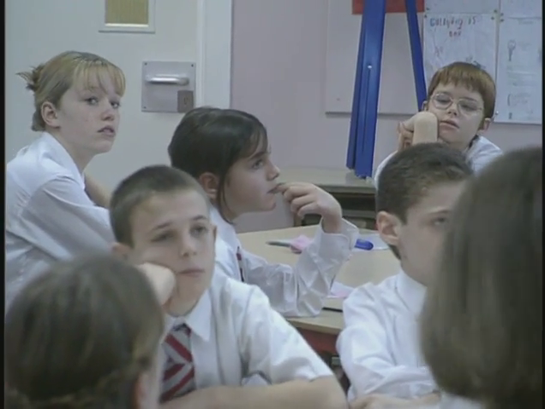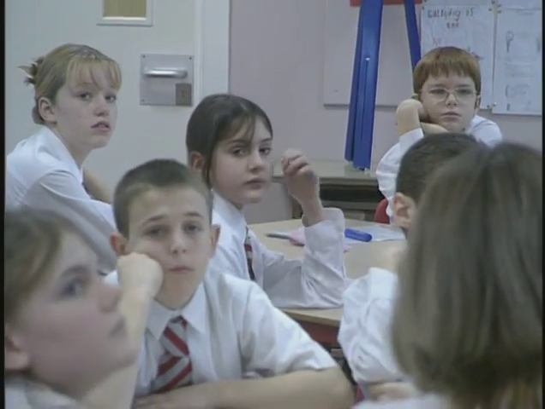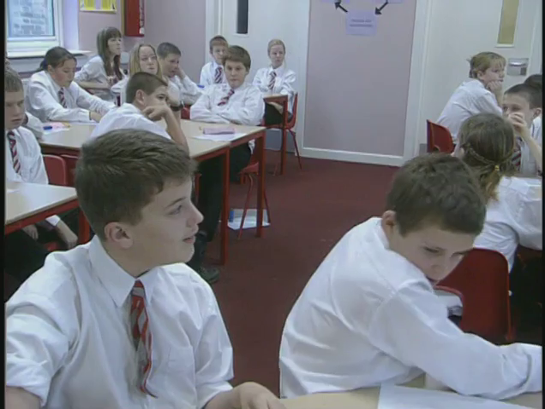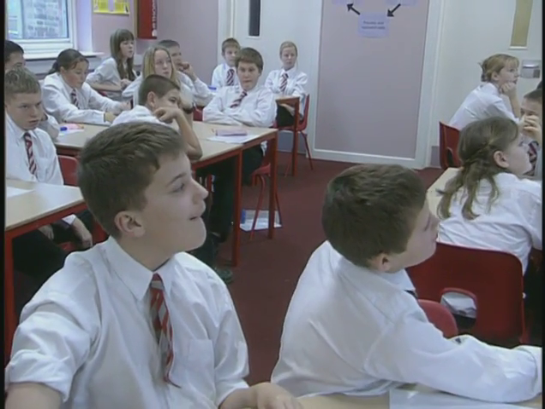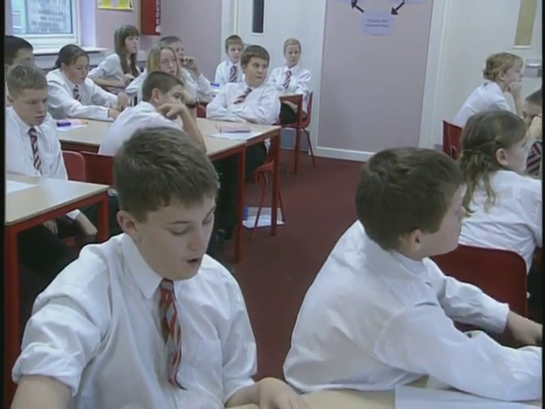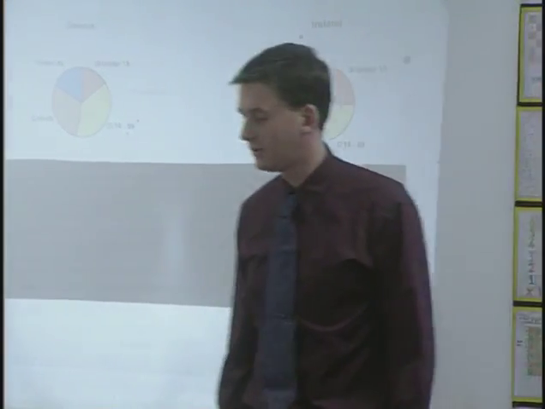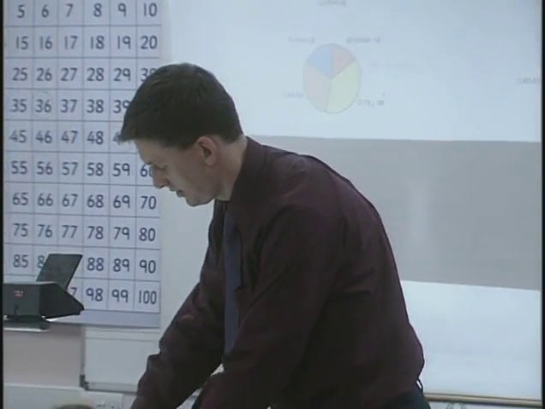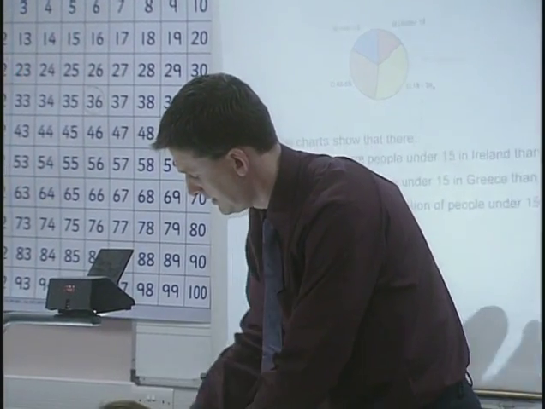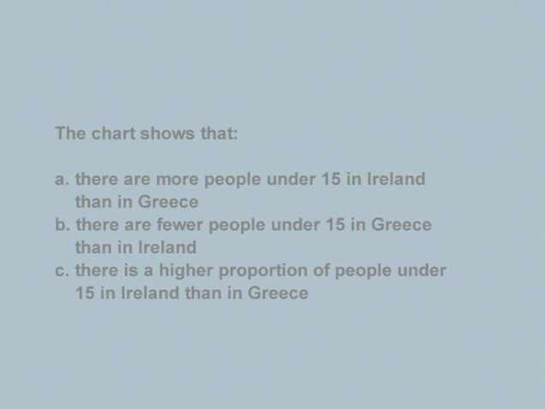Sean chose to compare the over 59s. And his reasoning seemed to be quite good, didn't it? He got it right. I'm going to look at the under 15s. And I'm going to show you now 3 different statements. There are 3 statements there.